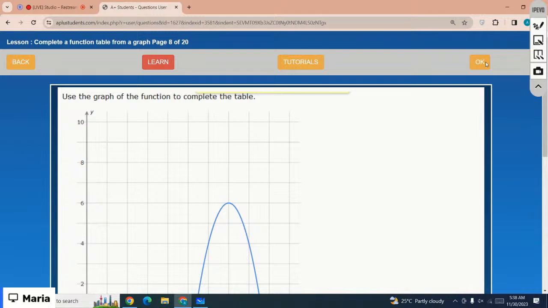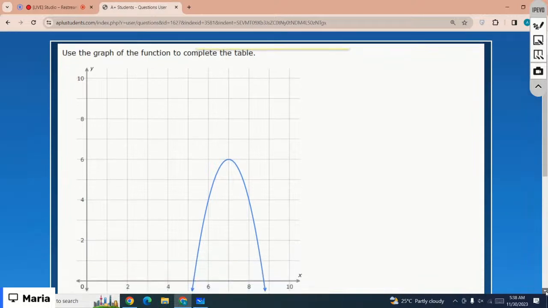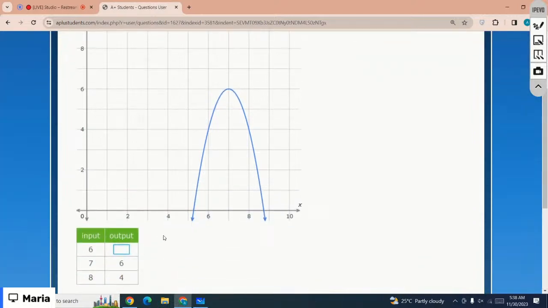Okay, use the graph of the function to complete the table. When x equals 6, here is 6. When you match it to the y-axis, that would be 4. So when x equals 6, y equals 4. The correct option is 4, right?